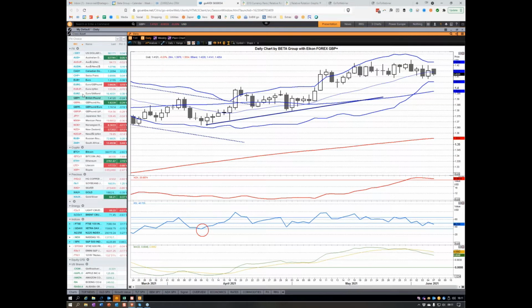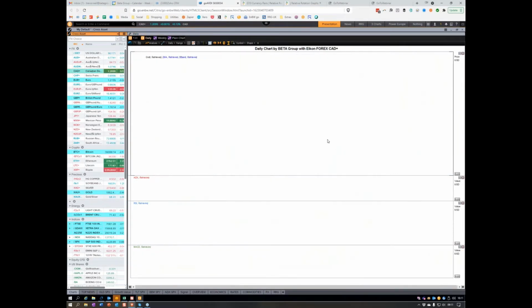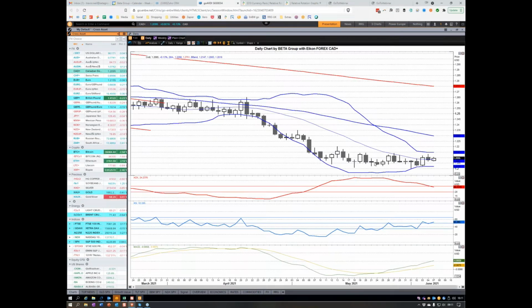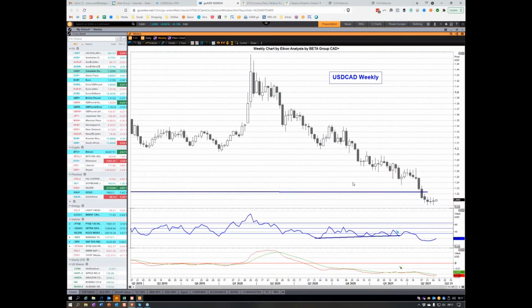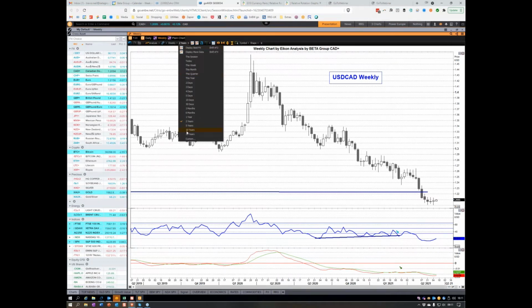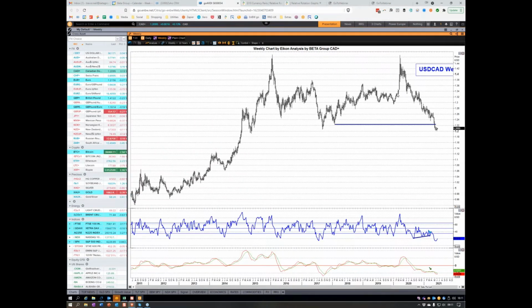The Canadian dollar, which was our favorite before and has moved back to second place, well, it's flattened out here. So I'm going to show you the weekly chart of that. I want to show you the long-term chart, because this is why I think this could be a very big one. So look at this now.